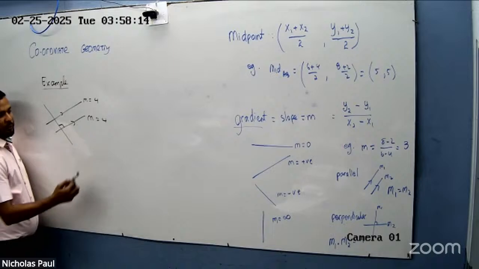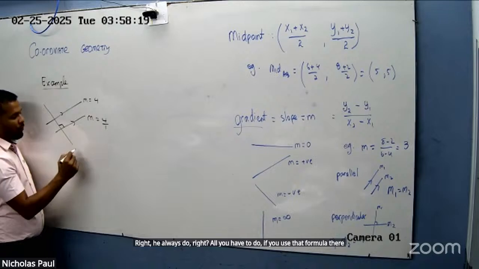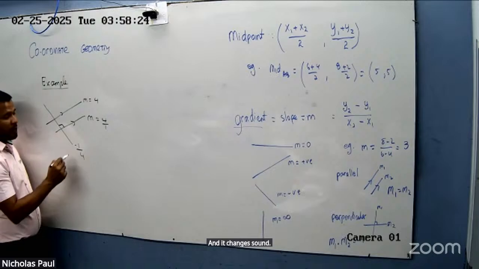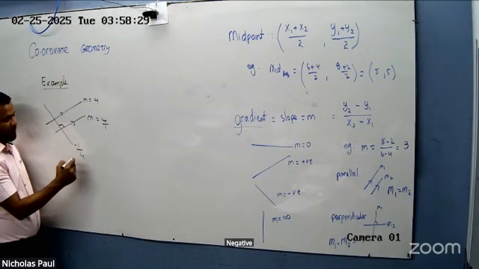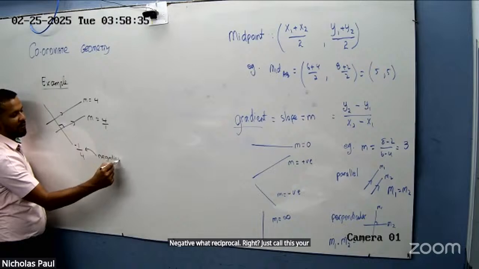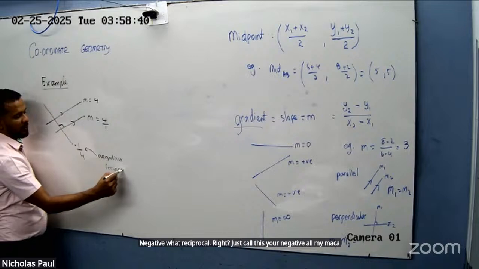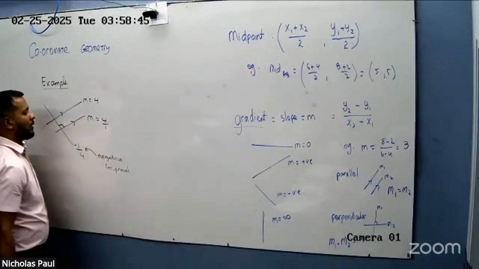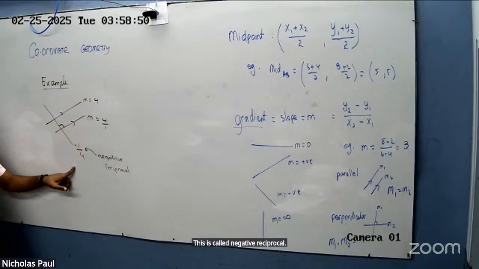All you have to do, using that formula, is flip the value over and change the sign. Okay? What is this called again? Negative what? Reciprocal. This is called the negative reciprocal. So you flip it over and change the sign.